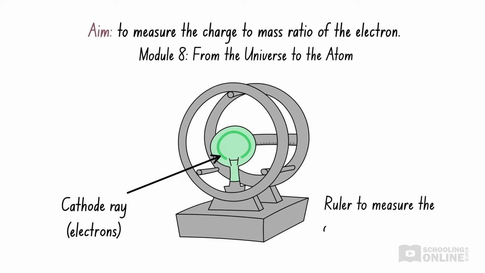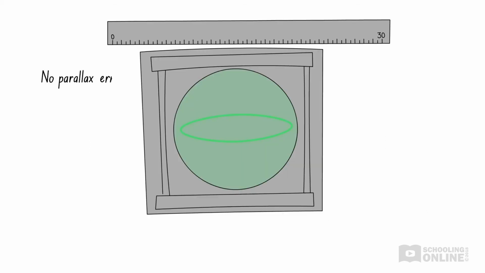To measure the diameter of the circle, we need to place the ruler behind the apparatus, since we cannot open the glass chamber. To obtain measurements without parallax error, you should look perpendicular to the apparatus, using only one eye. If you are in the correct position, you should be able to see your eye and the cathode ray reflected in the metal ruler.